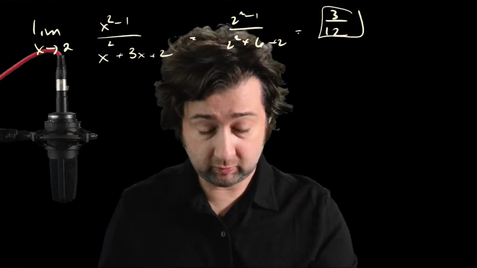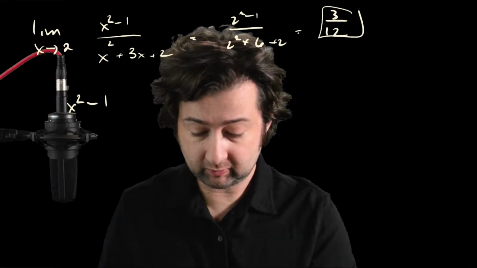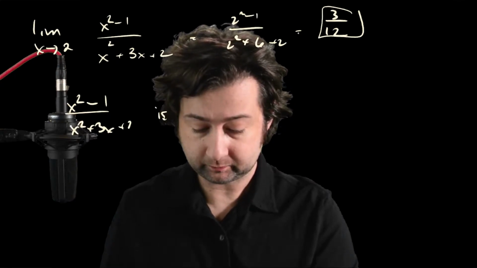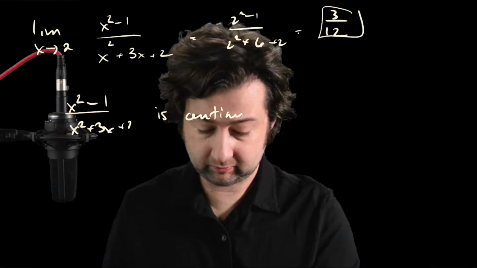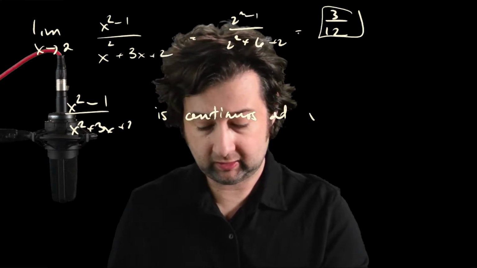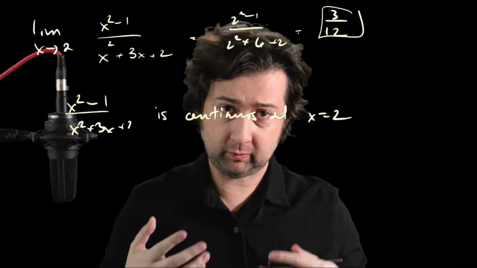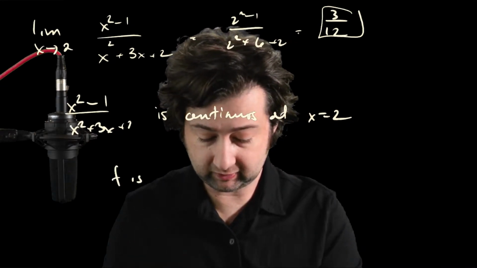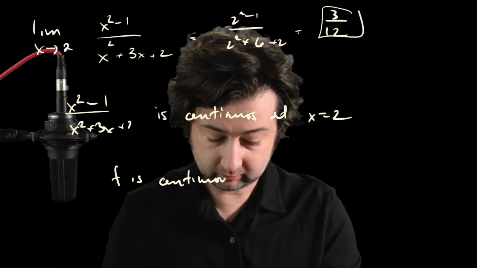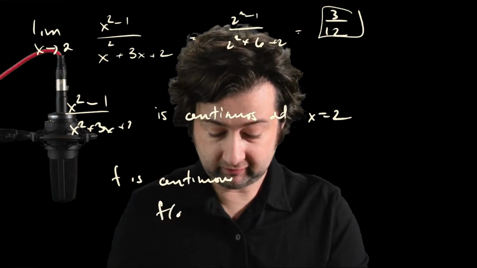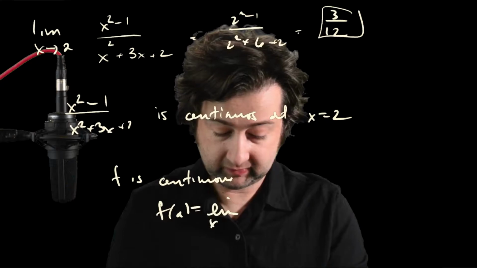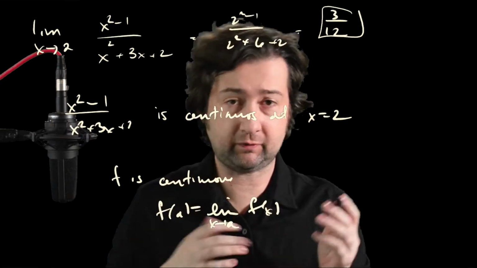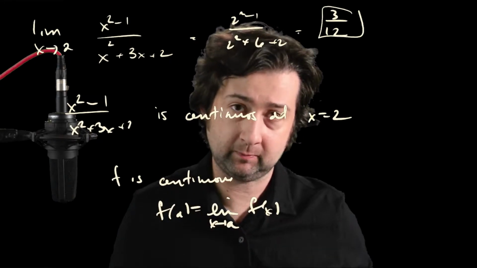So in here, what we've used is the fact that x squared minus 1 over x squared plus 3x plus 2 is continuous at x is equal to 2. And when we looked at the definition of continuity, one of the things that we learned was to say that f is continuous is to say that f of a is equal to the limit as x goes to a of f of x, which is to say a function is continuous if you're allowed to just plug limits in at that point.